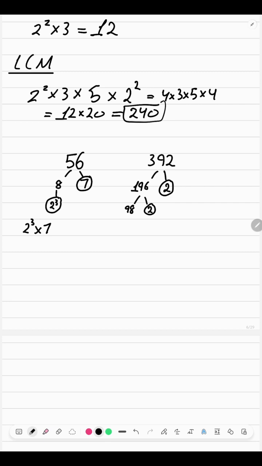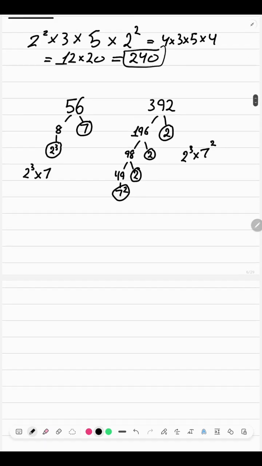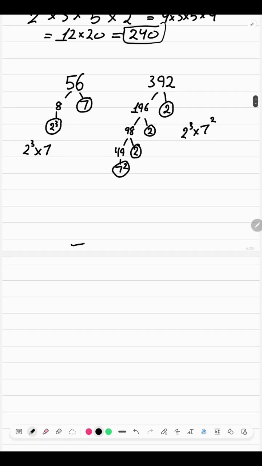And then 98, we can divide that by 2. You'd get 98 divided by 2 is 49. And 49 is 7 squared. So what we have here is there's 3 2's and 1 7 squared. So it's 2 cubed times 7 squared.